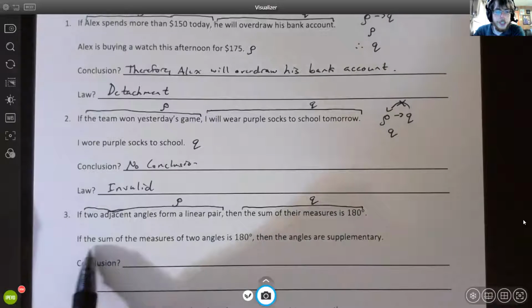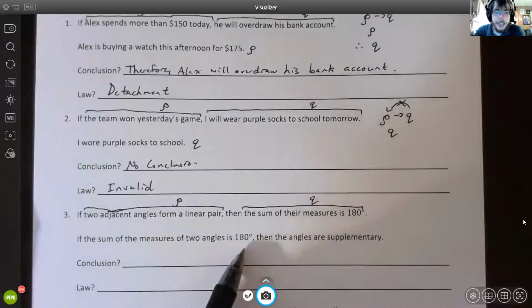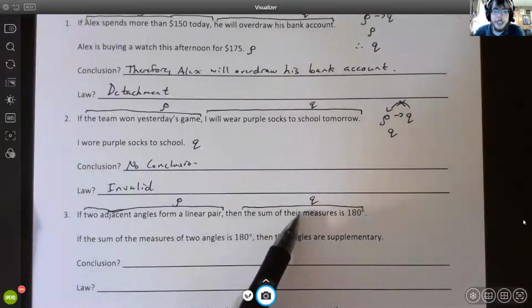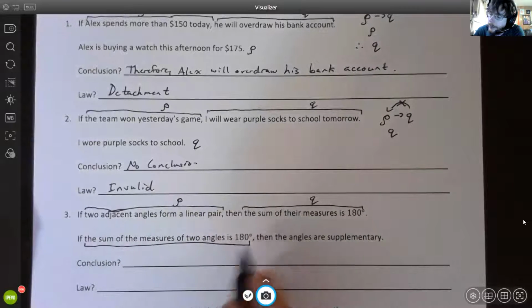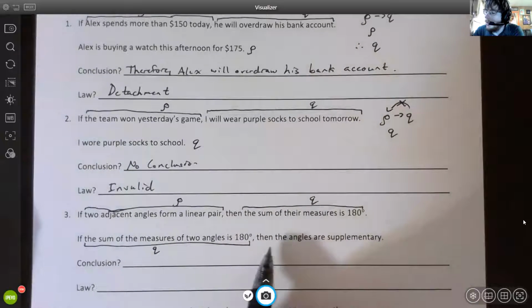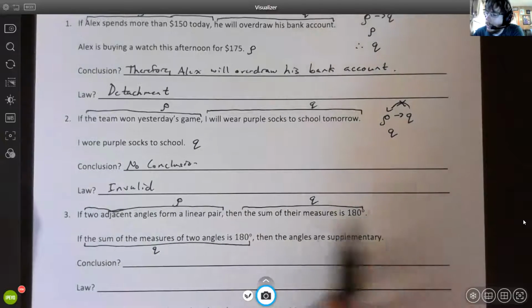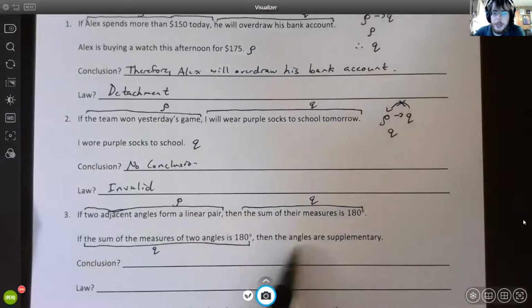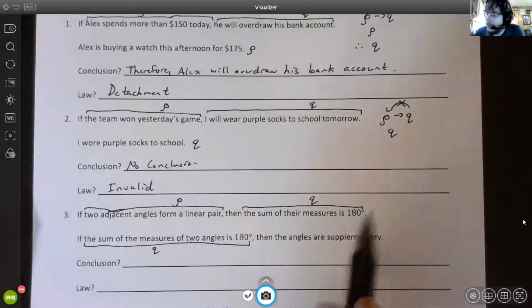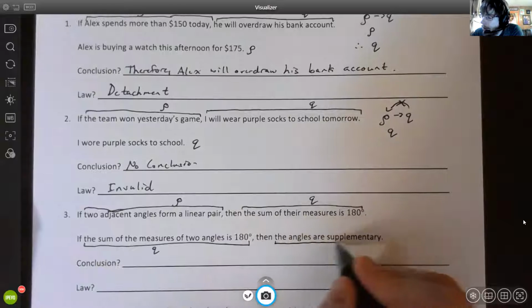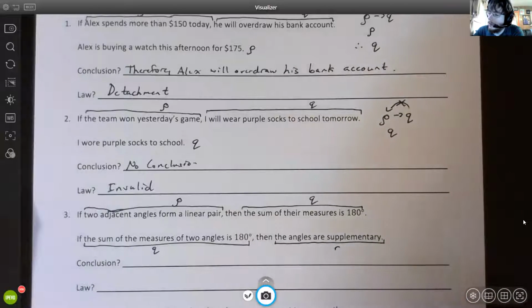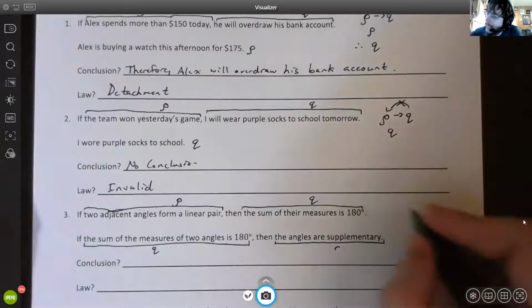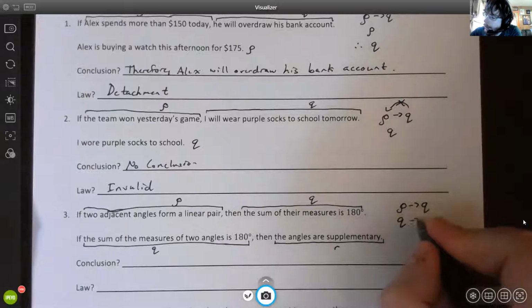Here it says if the sum of the measures of two angles is 180 degrees. Well, that lines up with Q. So we're going to label it with Q again. Then the angles are supplementary. Well, neither P nor Q talk about angles being supplementary, not with that word anyway. So that's R. So now we write this out in column format. We get P implies Q and Q implies R.